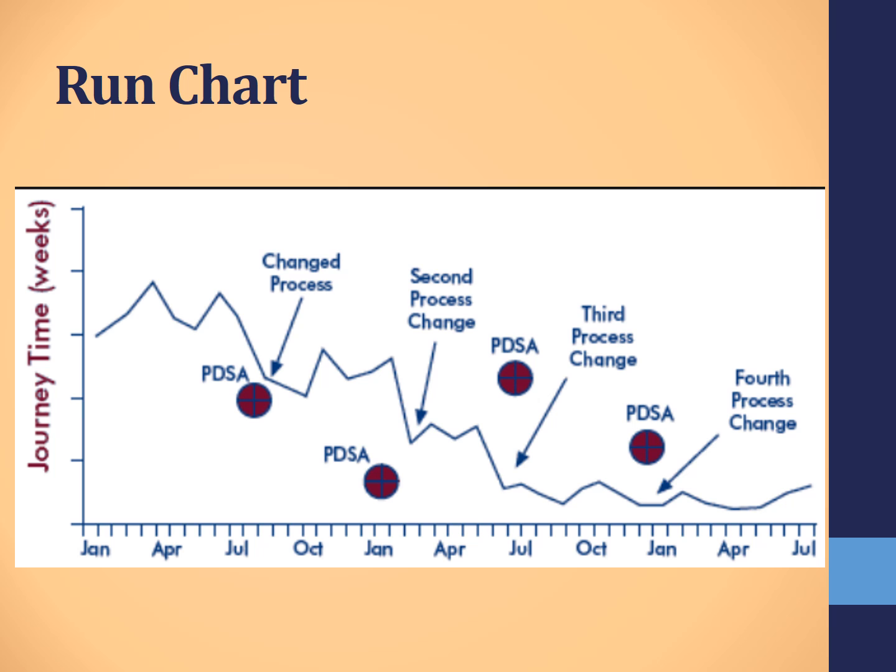The various PDSA cycles will be displayed on a run chart. A run chart is a graphical display that shows the trends in the measure of interest and reveals whether there is any change over time. And this is the most common type of trend chart that you will see in practice.